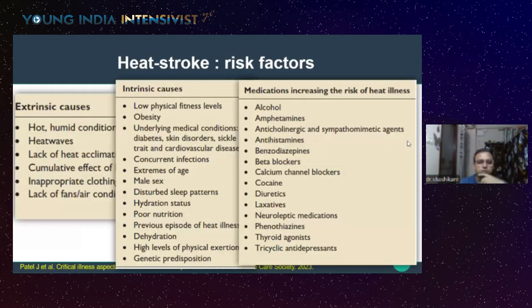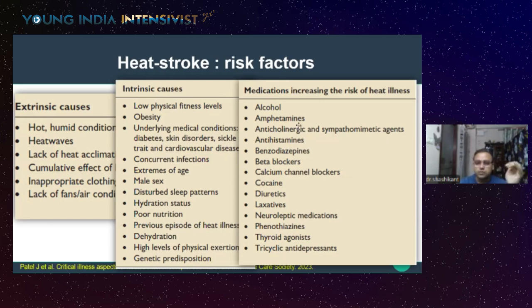So what are the risk factors for heat stroke? We have extrinsic factors, intrinsic factors, and certain medications. From extrinsic causes, we have hot and humid conditions, heat waves, inappropriate clothing. For intrinsic causes, any factor which leads to poor heat dissipating mechanisms, like patients with low physical activity, patients with diabetic neuropathy, skin disorders, sickle cell disease, extremes of age, poor hydration status. So all these factors lead to poor heat dissipation, or patients who have impaired sweating mechanism.